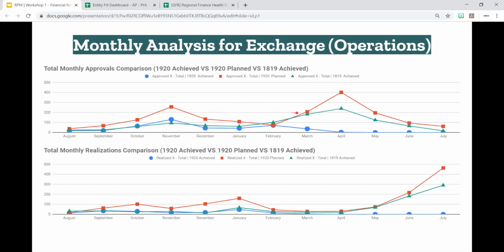And this is one of the ways that you can compare it, and finance people can use this more because we want to know: are we achieving our budget? Are we doing better than last year, or are we not doing better than last year?